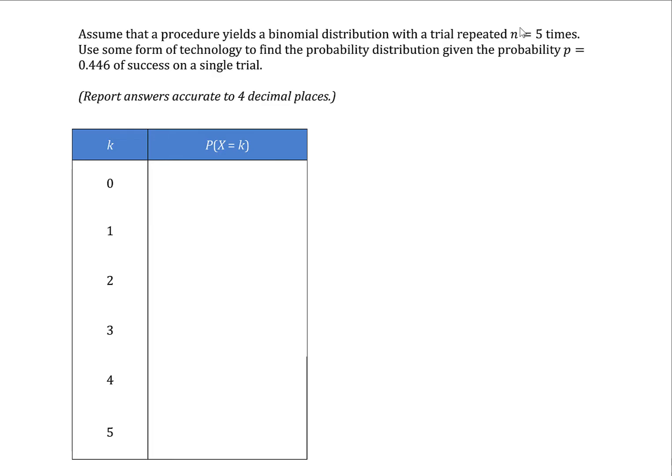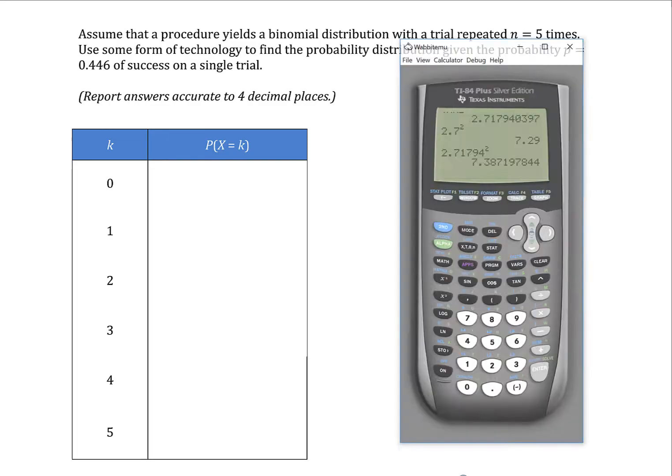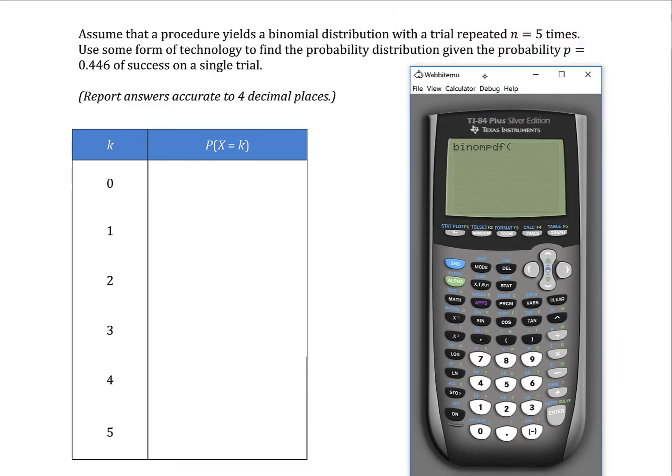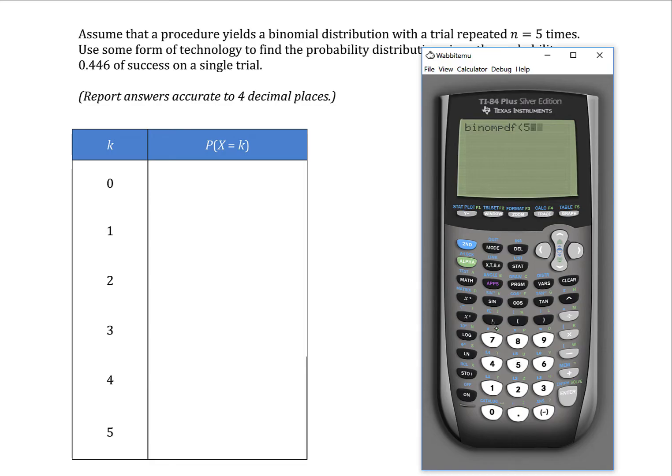Okay, so I want to build a probability distribution. And in order to do that, I could use the binompdf function. If I did that, I could say binompdf. The first input is n, which in this case is 5. The second input is p, which is 0.446. The last input is a number of trials, so I would start with 0.